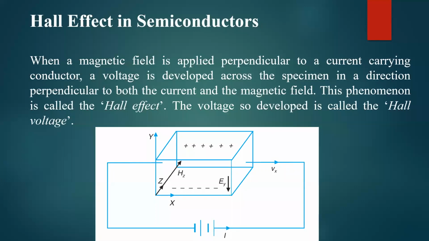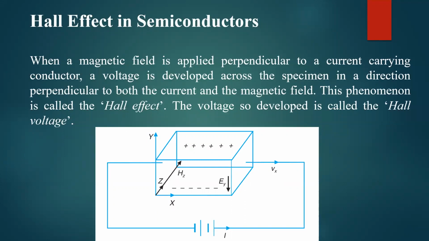So remember, along the X direction, electric field is applied. Along the Z direction, magnetic field is applied. Then the extra voltage is going to develop along the Y direction. That is perpendicular to both the current and applied magnetic field. That is how we can understand this concept of Hall effect.